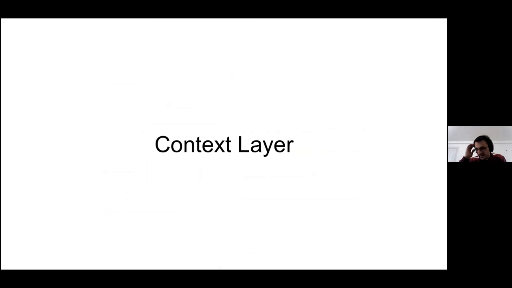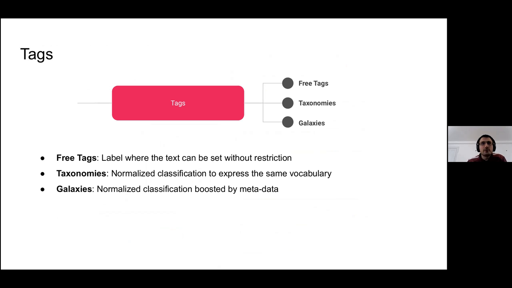Okay, now that we've seen how you can encode information using the different data structures that you have, let's see how you can add context to them. So we've already quickly mentioned that in MISP, all context and all contextualization is done by using tags. And these tags are coming from three different sources.